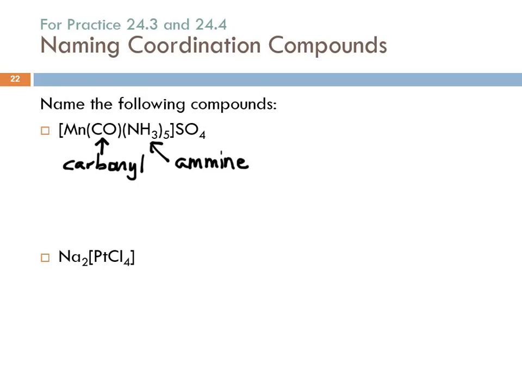The prefix of like the tri, penta, and all that, does that affect the alphabet? No, it doesn't. Numerical prefixes are not considered when alphabetizing. So amine, there's 5 of them, and so we've got pentaamine. Between amine and carbonyl, amine goes first. So this is pentaamine carbonyl.